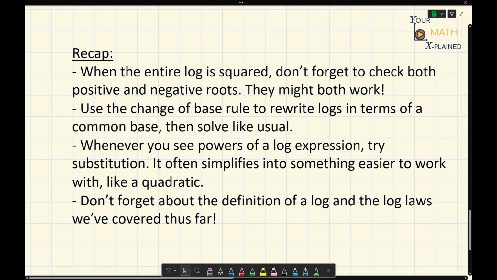So now it's time to recap everything that we covered in this video. We saw an example where the entire log is squared, in which case we had to check for both positive and negative roots because they might both work. We used the change of base rule to rewrite logs in terms of a common base and then solved it like usual. We saw how some questions could have something like a hidden quadratic equation in there, and that using a substitution will make things look simpler and easier to work with. And lastly, even though we're now on to intermediate problems, the definition of a log and log laws are still what we depend on to solve these questions.